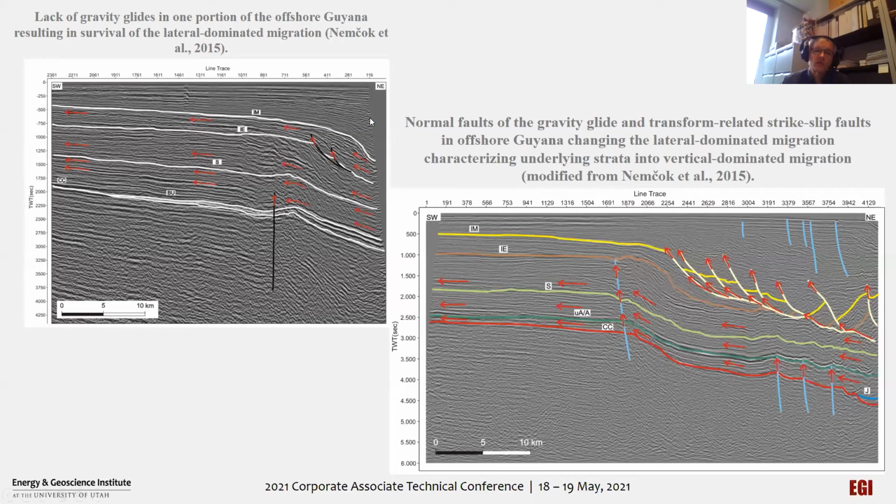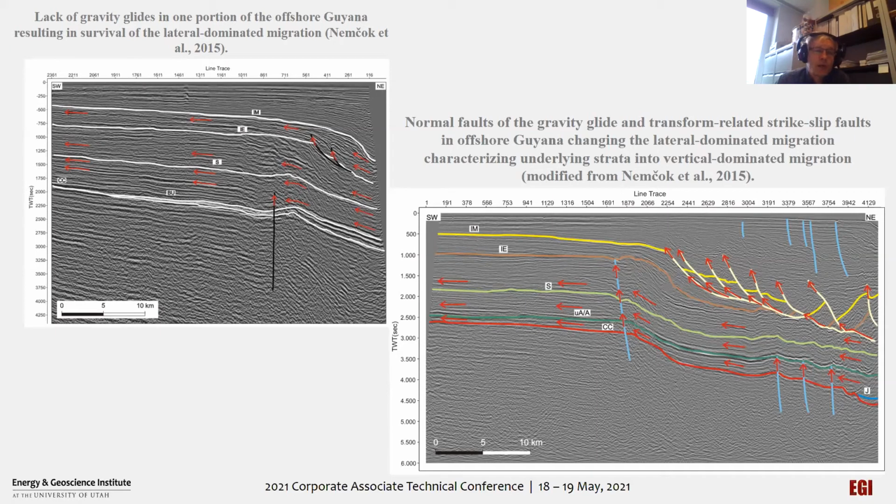Without all these associated faults, we would be looking at a system of parallel separated reservoir layers, and migration would be a lateral migration dominated system. But we would have faults: oblique slips, normal faults related to horsetail structures. We would have strike slips related to transform.